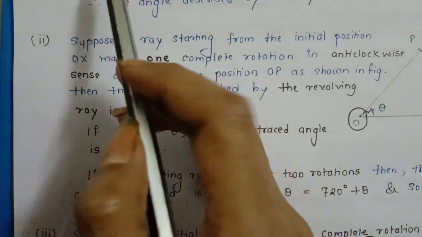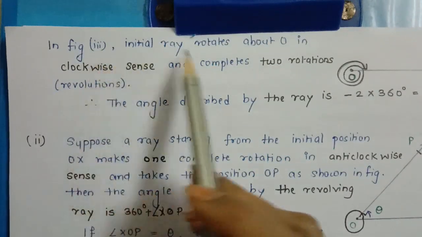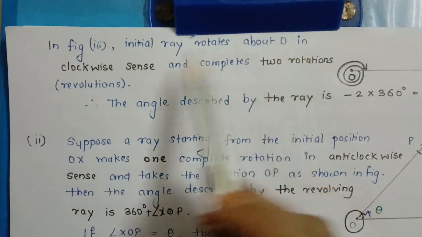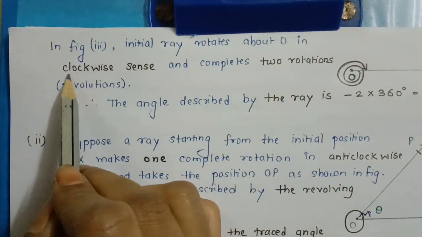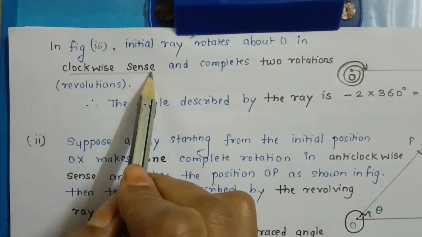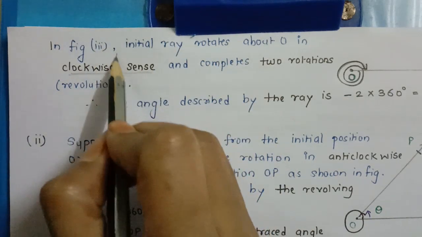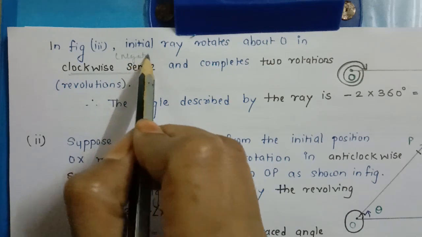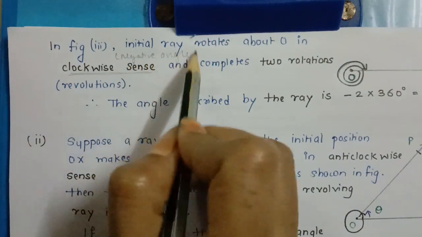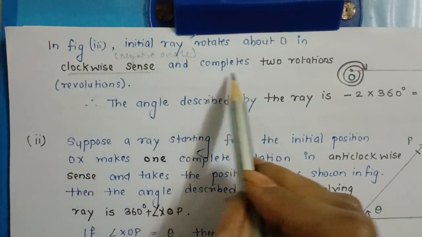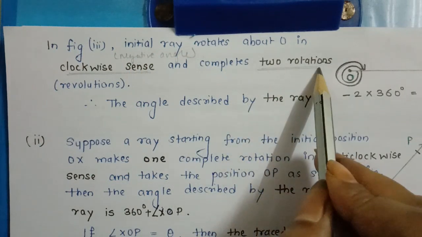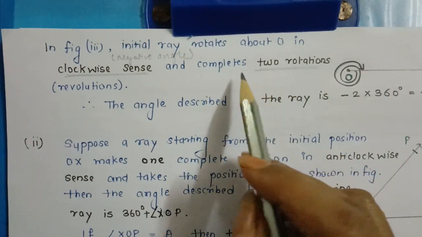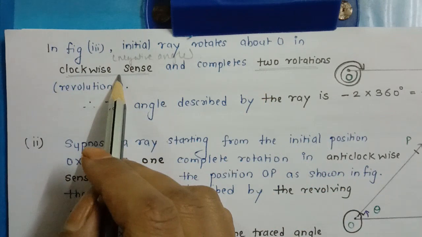Now here in the third figure, the initial ray rotates about O. Now it is moving in a clockwise sense. See here, whatever moves clockwise will be in a negative form. You have to remember this: negative angle. The angle here will be negative, and it completes how many rotations? 2 rotations. So now the angle is moving in clockwise direction.